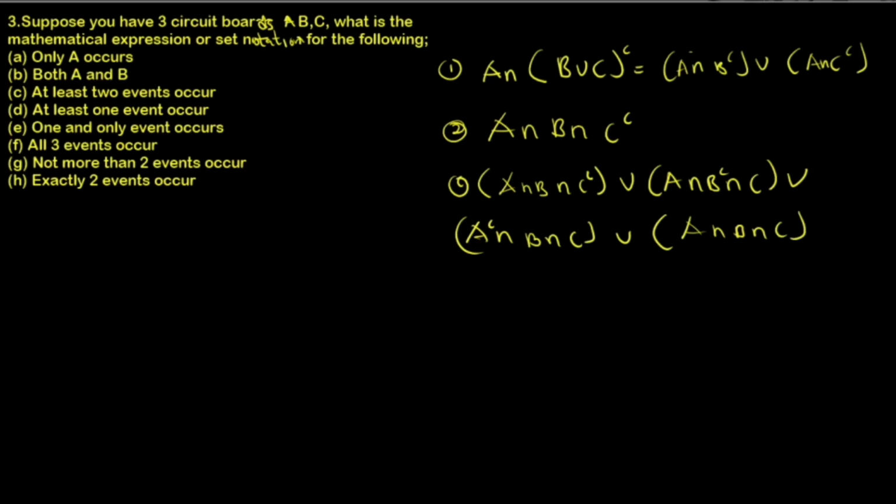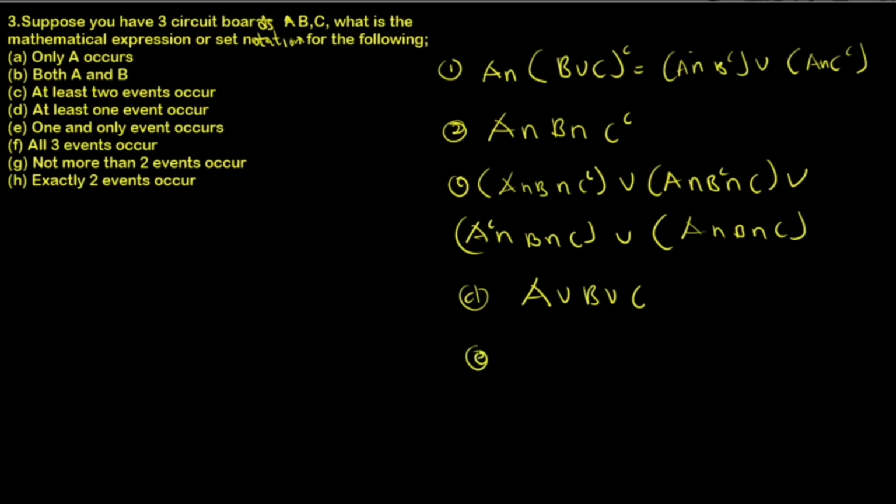With D, they ask us to do at least 1 event occurs. At least 1 event occurs, so in that case we could write A union B union C. So we are looking at all the events occurring, right? That's at least one event.